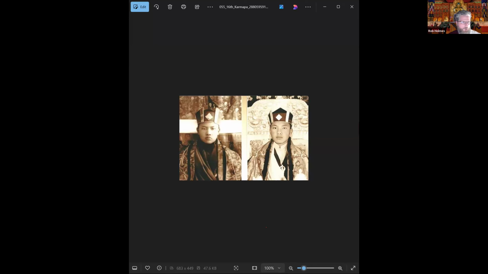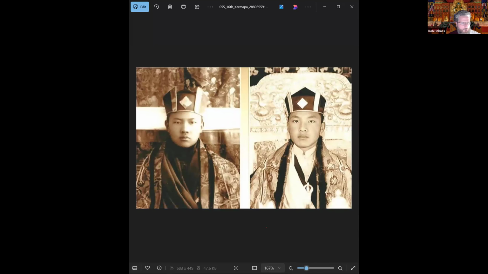This last photo shows the 16th and the 17th Karmapa side by side. Teachers will sometimes reincarnate in the same body type. In some cases this gives students confidence, because the previous looks like the present. It helps their faith. So sometimes teachers will keep reincarnating in the same sort of body type.